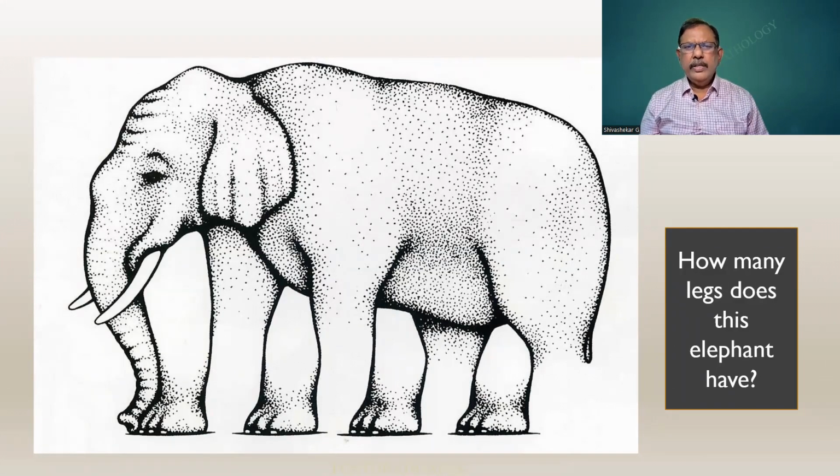So that is what a perception is. What I think might not be applicable for you, nor what you think might be different from what your colleagues think. A perception is more of an inner concept. So, how many legs does this elephant have? To which I have given the title as perception.